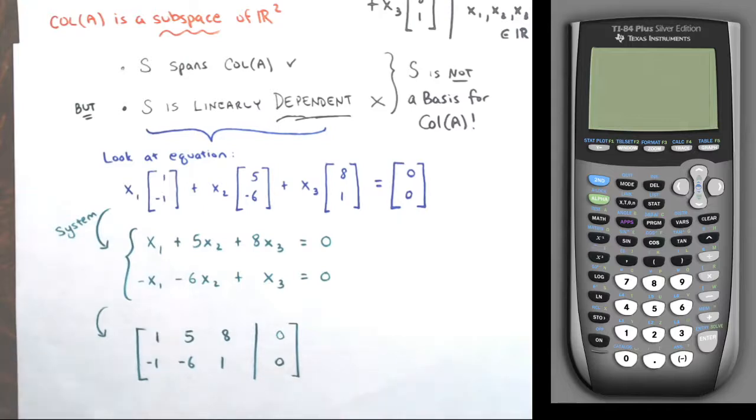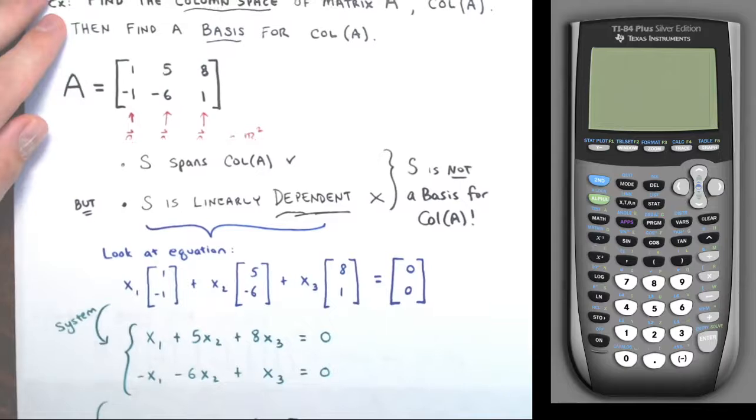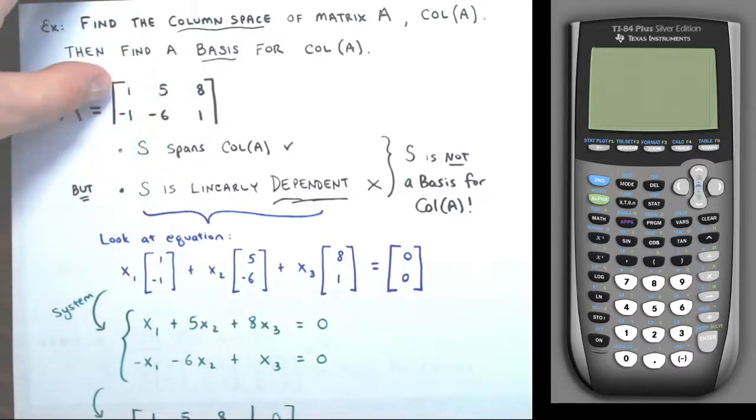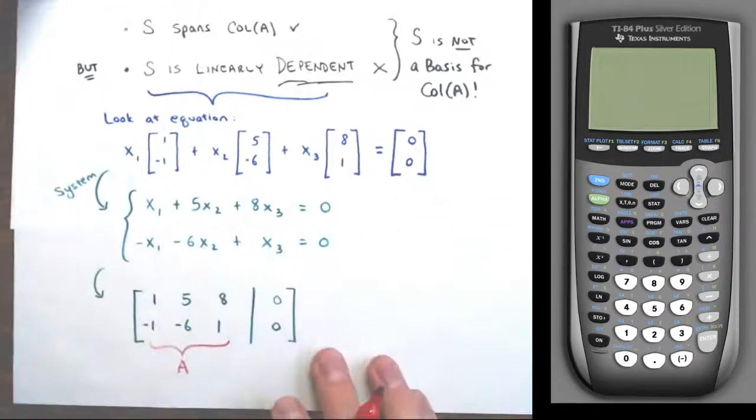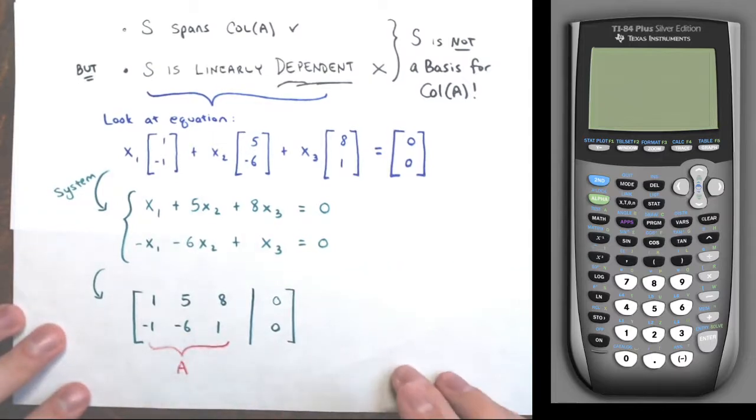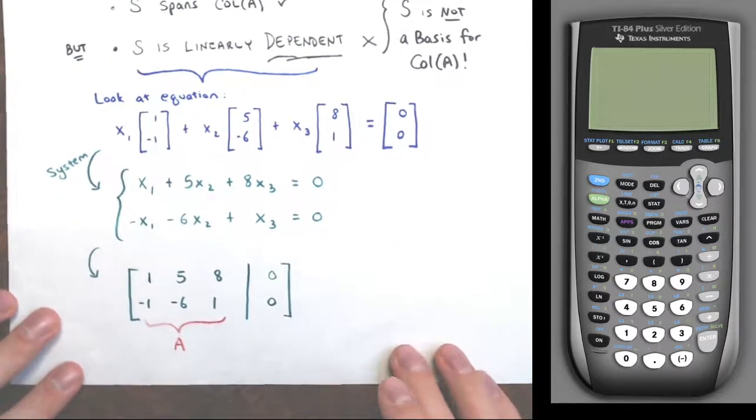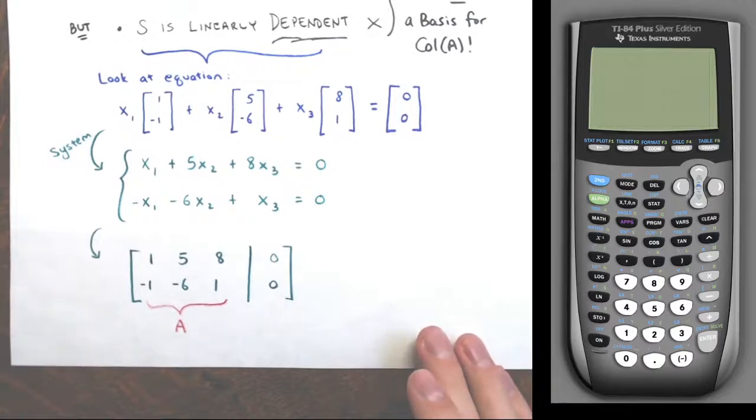All right. But do you notice how this matrix, what's over here to the left of the bar, is just matrix A again, that 2 by 3 matrix I started with, the 1, negative 1, 5, negative 6, 8, 1, is what's to the left of the bar here. And then we were trying to solve a system, and once I had the augmented matrix for a system, I would like to use row operations and put that into reduced echelon form or reduced row echelon form.